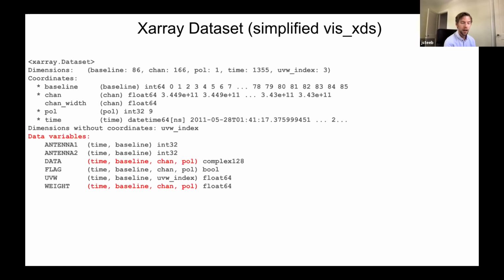Now, this is one of the departures from the MS definition. Instead of having the row, we've split the row into a time and baseline dimension. So if you want a certain baseline, you can just index into that. You don't need to go through the rows and find a specific baseline you want. Also, we've changed the weight data variable, or the weight column, to be equivalent to the weight spectrum. So it has the full dimensionality of the actual visibility data. Okay, so there is no more traditional weight column in that sense.